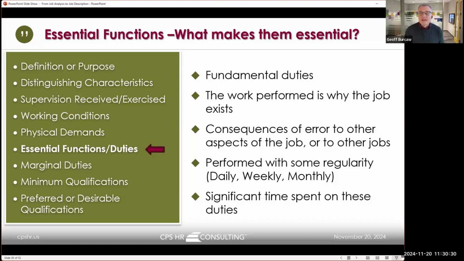Or also, a significant amount of time is spent performing those particular duties. There's a rule of thumb that's about 20% of the time. Really, if you think about dividing up a job into those 4 to 6 most important components, those essential functions, could you divide up the time spent on all of those and would it be roughly equal, or would any of them fall below, say, down to around 10% or lower, then it's probably not fundamental.